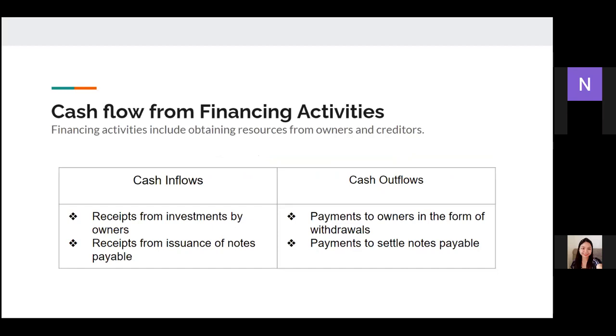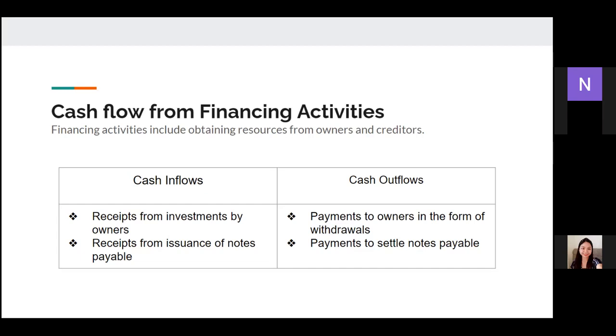So, sabi ko kanina, cash flow from financing activities. Financing activities include obtaining resources from owners and creditors. Gaya ng operating and investing, merong cash inflow and cash outflow. Also, sa financing activities, meron din po. So, cash inflow, gaya nga nasabi nila, may dumating, may na-receive, receipt. First, cash inflow: receipts from investment by owners. Second, receipts from issuance of notes payable.